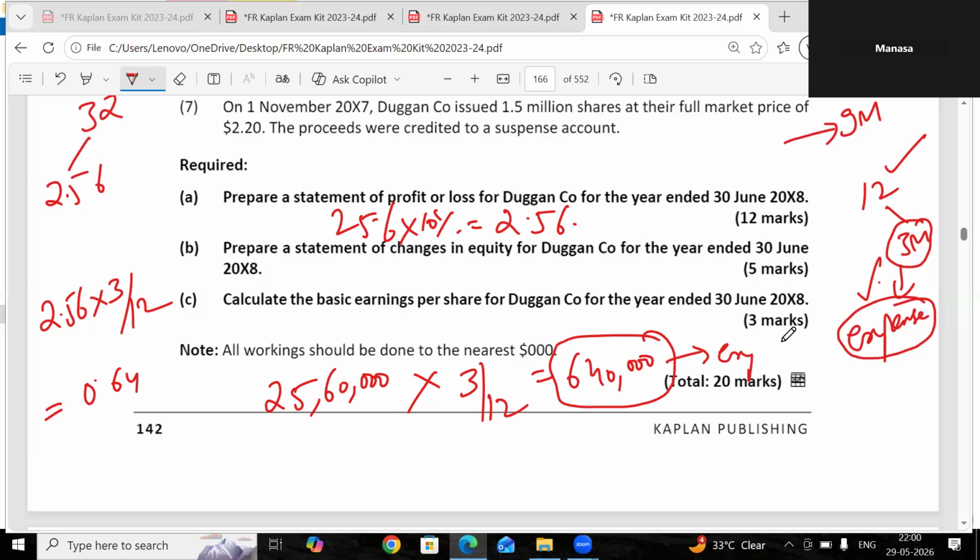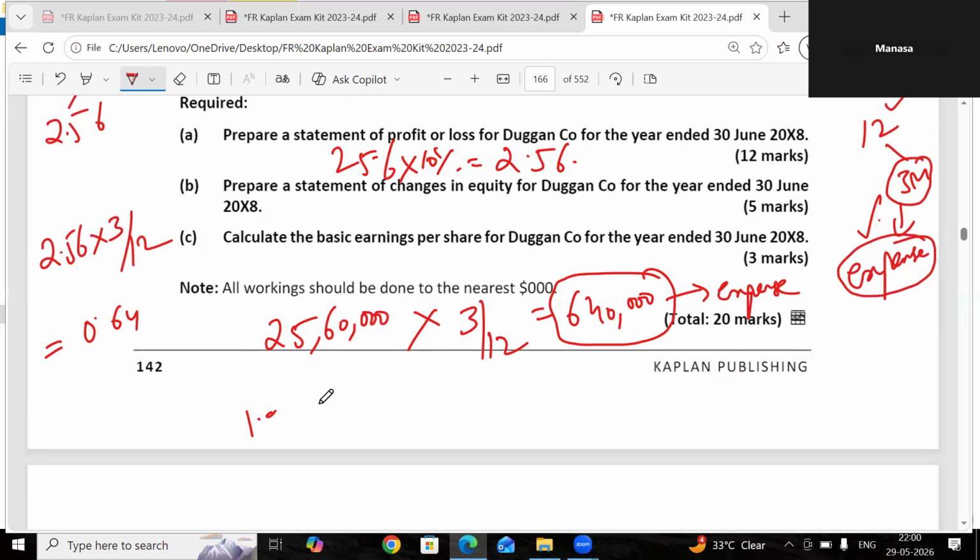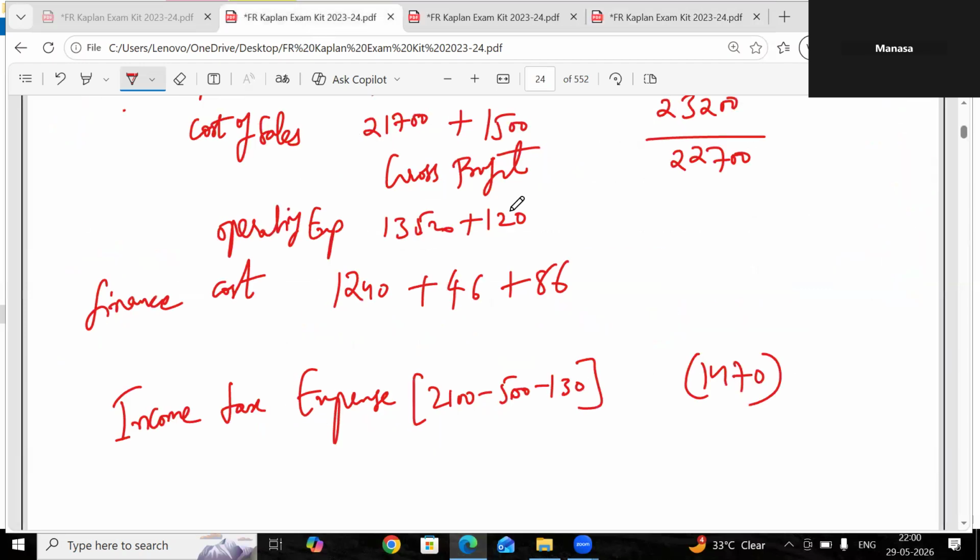So this much we need to expense, Mansa. That means 1.92 million we need to capitalize for 9 months. 0.64 million we need to expense. Correct? So we are going to expense now. Yes, sir. So this was related to capitalization of interest, so interest cost, finance cost. So we'll add 640 to finance cost. We expensed, fine.